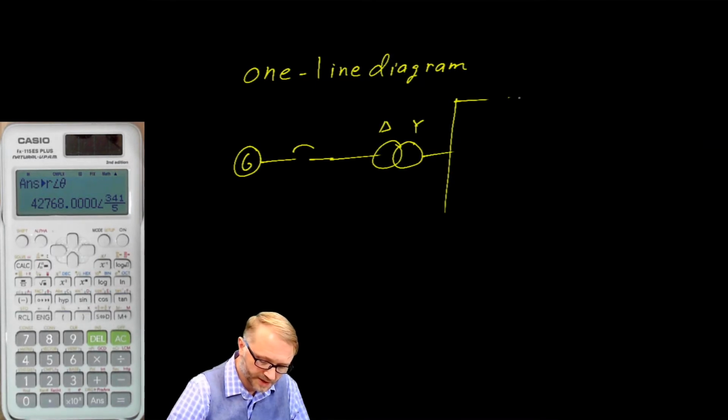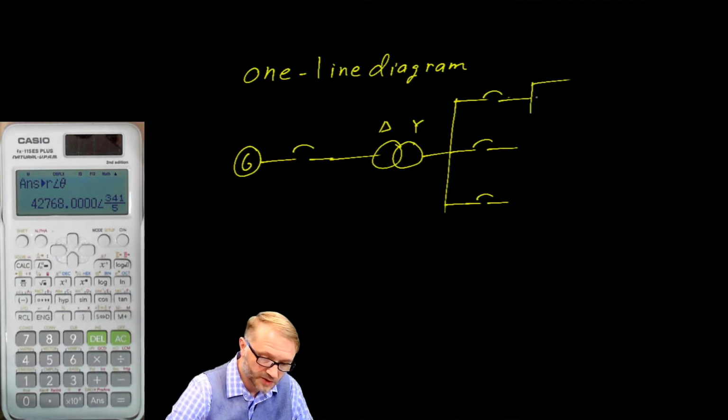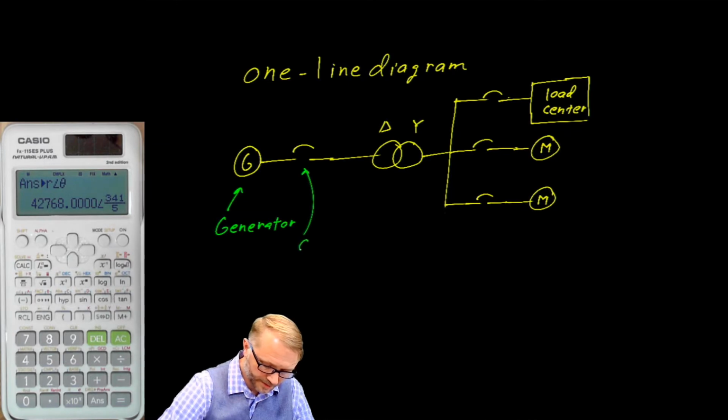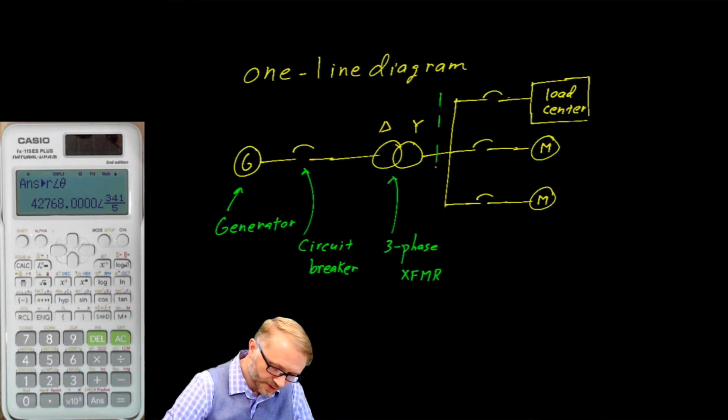More circuit breakers. Let there be 3 circuits in this particular problem. We'll send this off to its own load center. And then we'll assume that there are several large motors connected directly up to the system. Generator, circuit breaker, 3-phase transformer. And I suppose you could call this here switchgear.